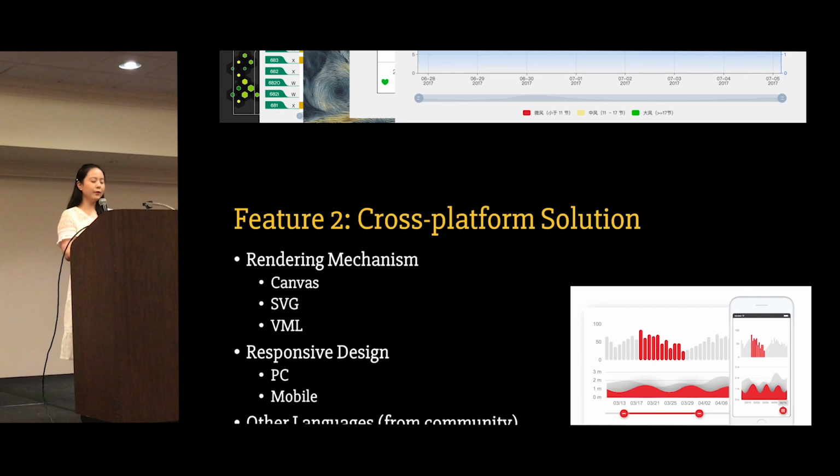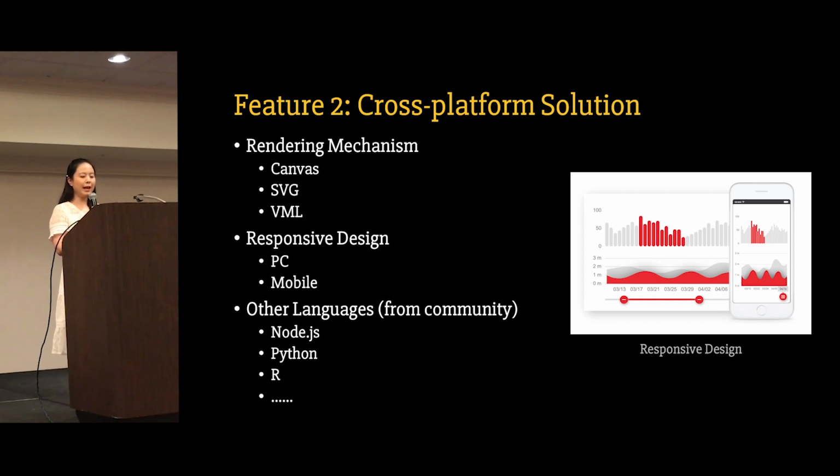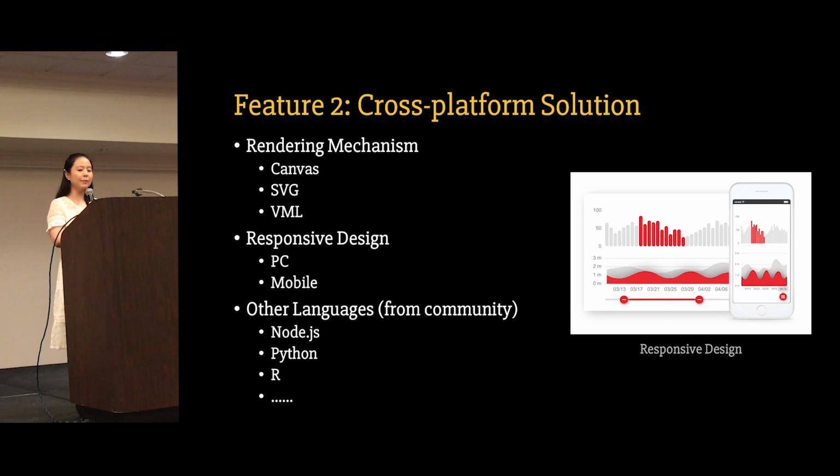The second feature of ECharts is that it provides a cross-platform solution with which you may write code once and run everywhere. This includes different rendering mechanisms like Canvas, SVG, and VML, each of which specializes in certain conditions. For example, Canvas has an excellent performance for rendering big data, while SVG usually consumes less memory. So on platforms like some low-price Android devices, SVG may probably have a better performance.